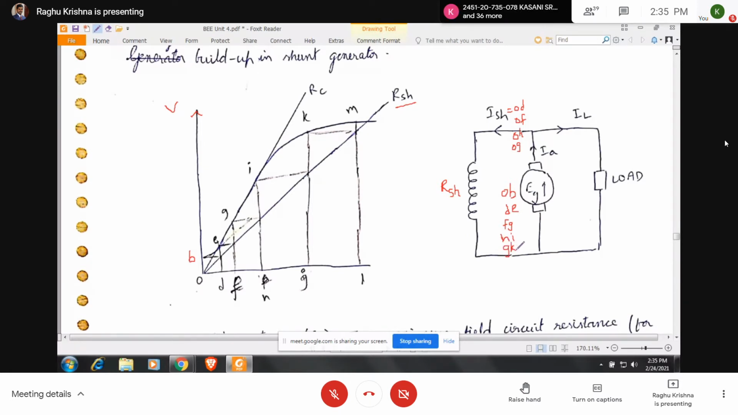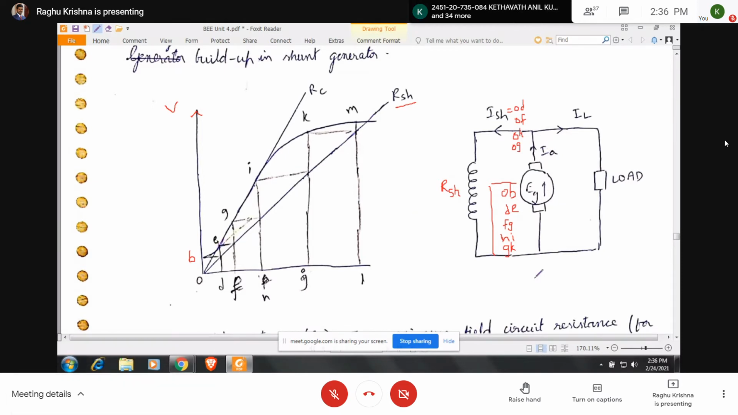So here, in this way the voltage increases. First, due to residual flux, we are going to get the voltage OD, and due to this voltage, we are going to get a current OD. Now OD is the field current. Due to the field current OD, the generated voltage will be D. Due to this voltage, the field current increases.